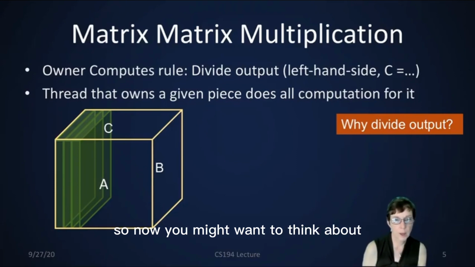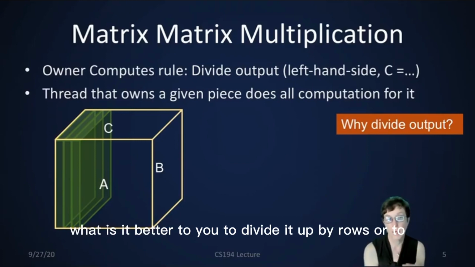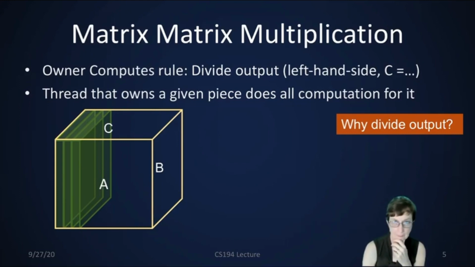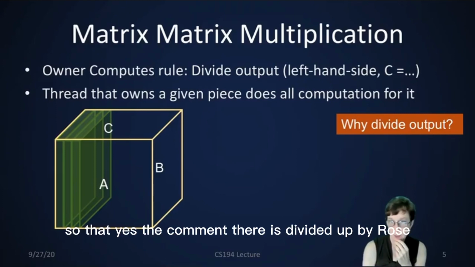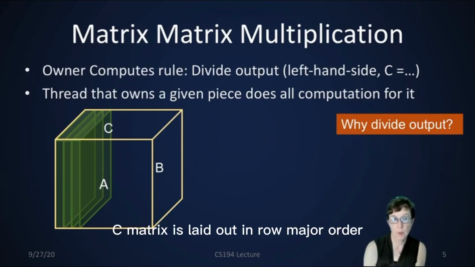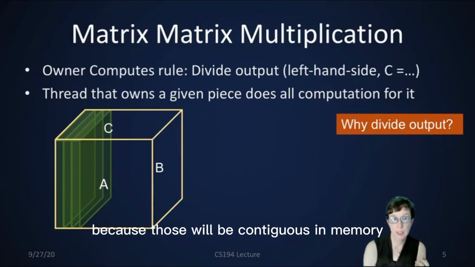So now you might want to think about what is better, to divide it up by rows or to divide it by columns? So any comments on that in chat? Well, the thing to think about, the comment there is divided up by rows. Yep, we got it, and that's right. That's assuming that your C matrix is laid out in row major order. If it's laid out in row major order, that's probably the way you want to divide it up because those will be contiguous in memory.